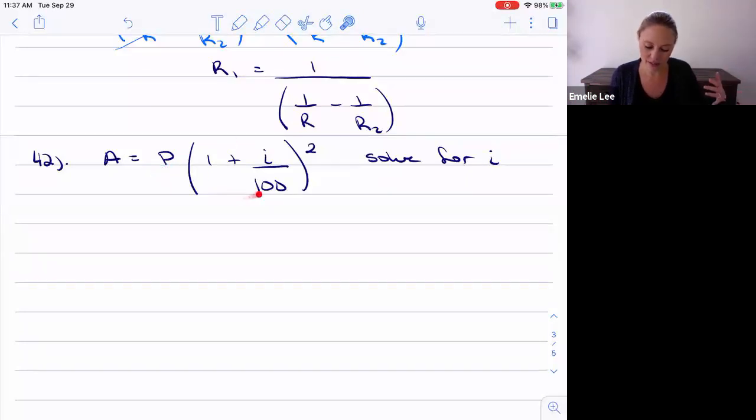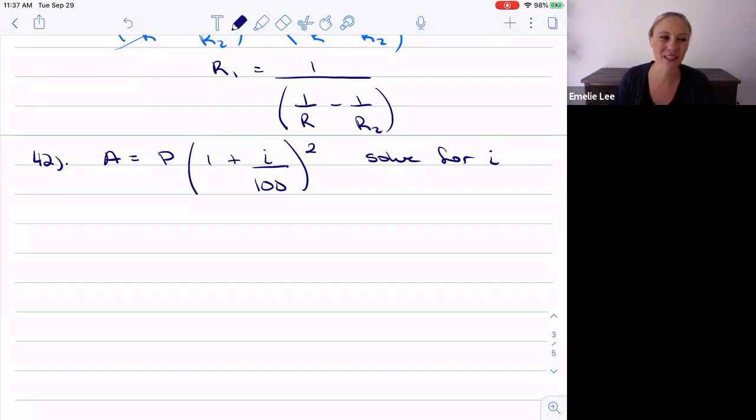Then I have this chunk squared. So in order to get at this chunk, I have to take the square root of both sides. Then I have to subtract the 1. Then I have to multiply both sides by 100, and only then am I left with just the I, right? So it's going to be a multi-stage process.